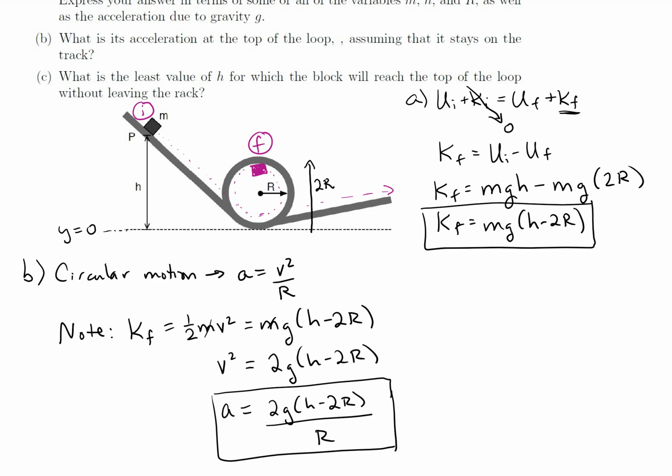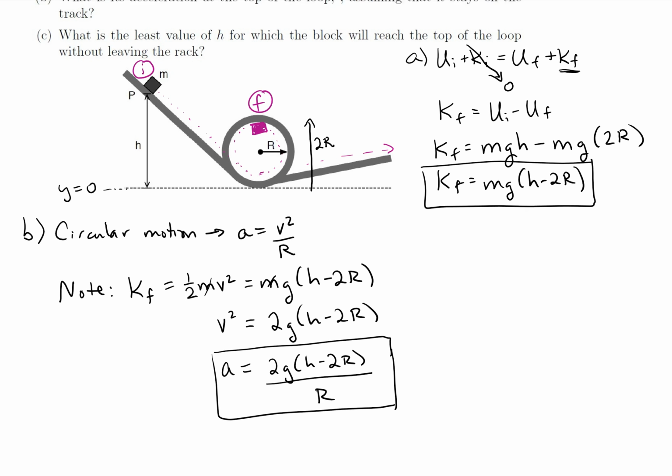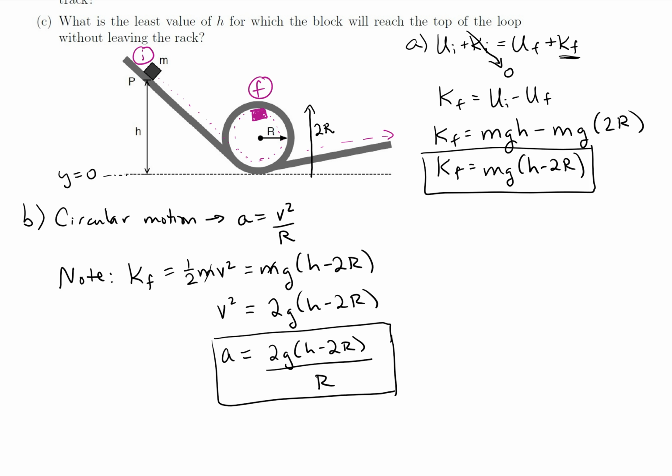And then the final part of the question, C, says what is the least value for h for which the block will reach the top of the loop without leaving the track? So the idea is if you start the block too low, it won't have enough energy. It'll go down, it'll go around, and then it'll sort of fall off the track. So that's what happens if you release it from too low. If you release it from high enough, it'll actually stay on the track the whole time.